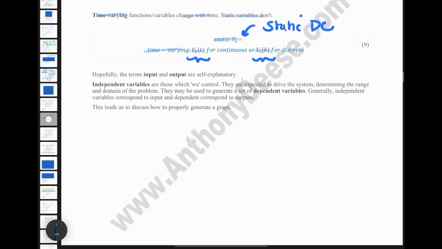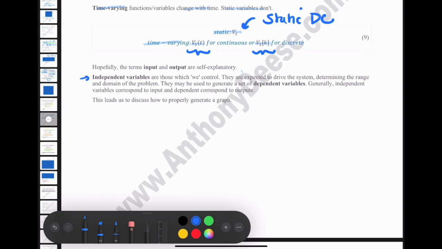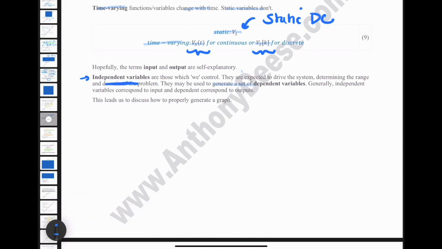Hopefully the terms input and output are self-explanatory. Obviously one goes in, one comes out. We can also use independent and dependent variables there. Or that's actually the next topic. So independent variables are those which we control. They are expected to drive the system, determine the range and domain of the problem, and they may be used to generate a set of dependent variables. Generally, independent variables correspond to input and dependent correspond to outputs.